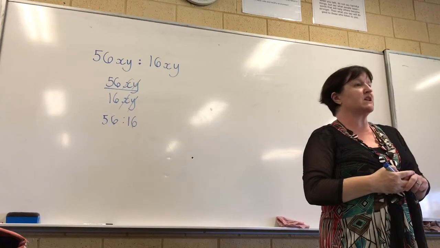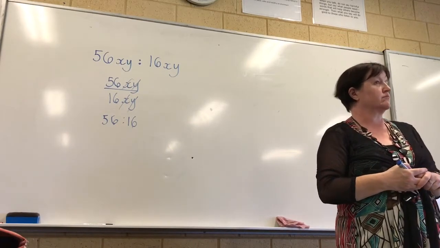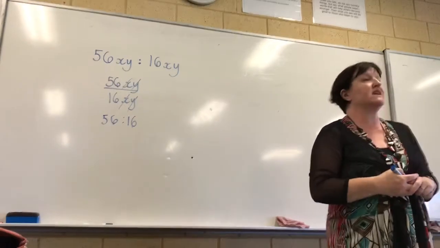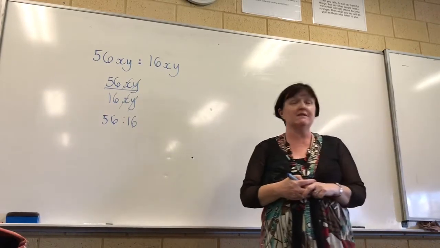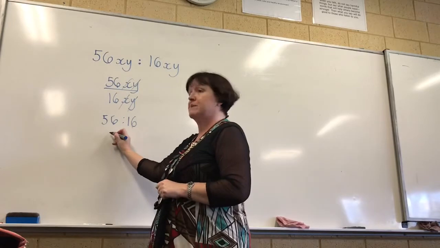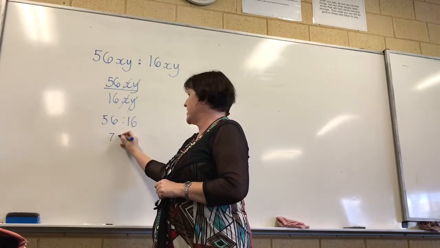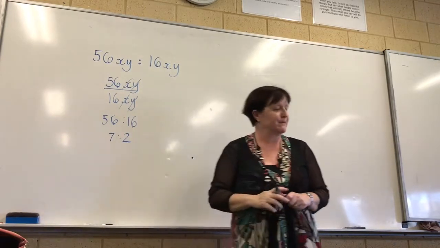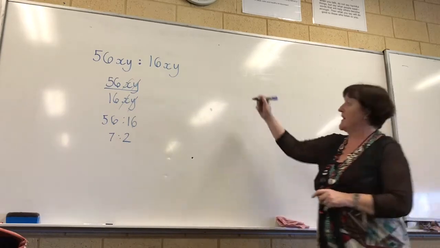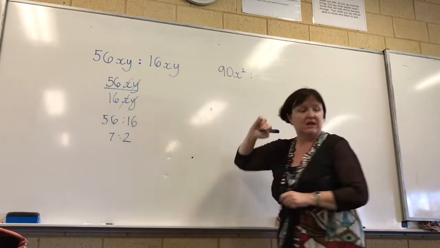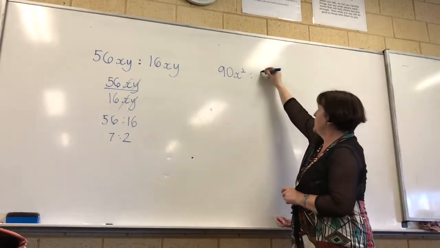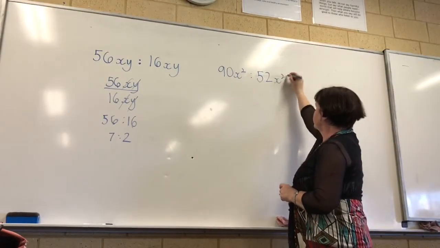And so what do we need to look for then? Highest common factor. Highest common factor, that's right. And what is the highest common factor of 56 and 16? 8. So my ratio simplifies to 7 to 2. Well done. Okay. Right then, so the next one we'll have 90x squared to 52x squared.